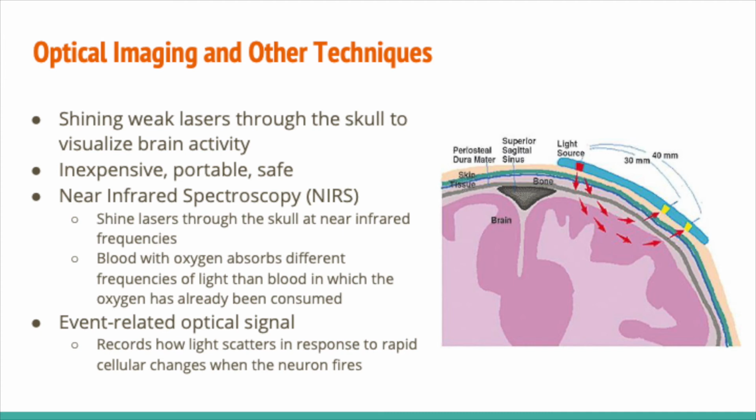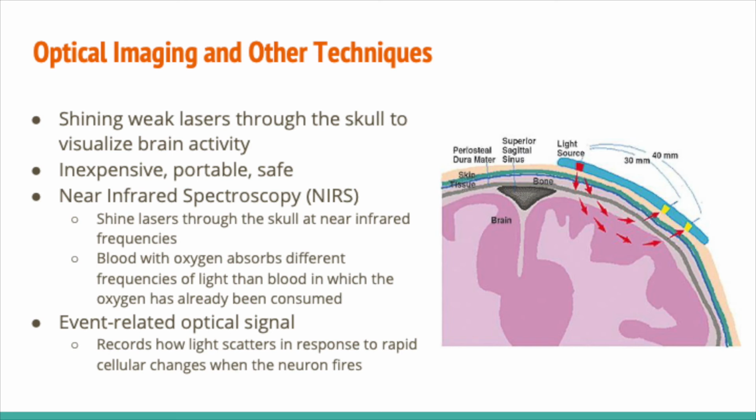Near infrared spectrometry, or NIRS, works by shining lasers through the skull at a near infrared frequency. Pretty much what happens is that when you shine these lasers, the blood with oxygen in your brain will absorb the lasers and refract it back at a different frequency than what was absorbed.